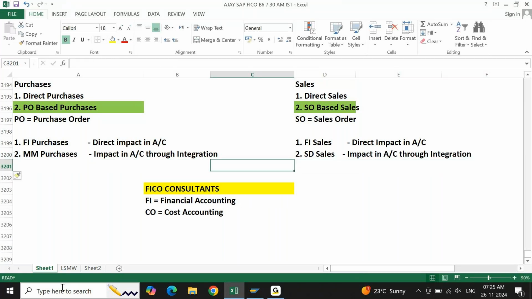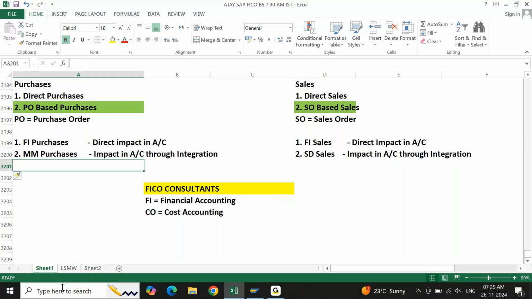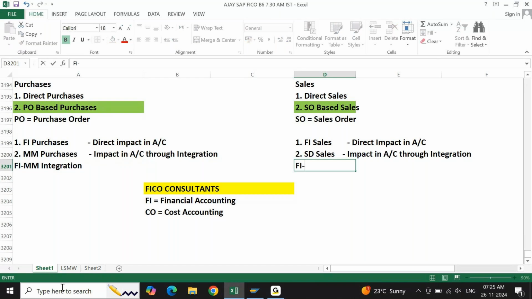Now, this integration is basically what? What two modules are here? Point 1, point 2, what are these two modules? FI and MM. This is called FIMM integration. What two modules are here? FI and SD. FISD integration.